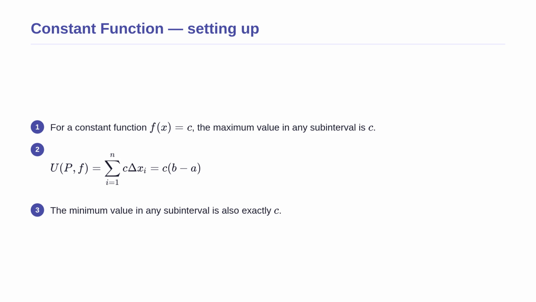We start by defining the upper sum. Because the function is a flat line, its maximal height in every single subinterval is simply c. We multiply this constant height by the width of each piece and add them together. Factoring out c, the sum of all widths is just the total interval length, b minus a. So the upper sum is c times b minus a. The minimum value is also exactly c.